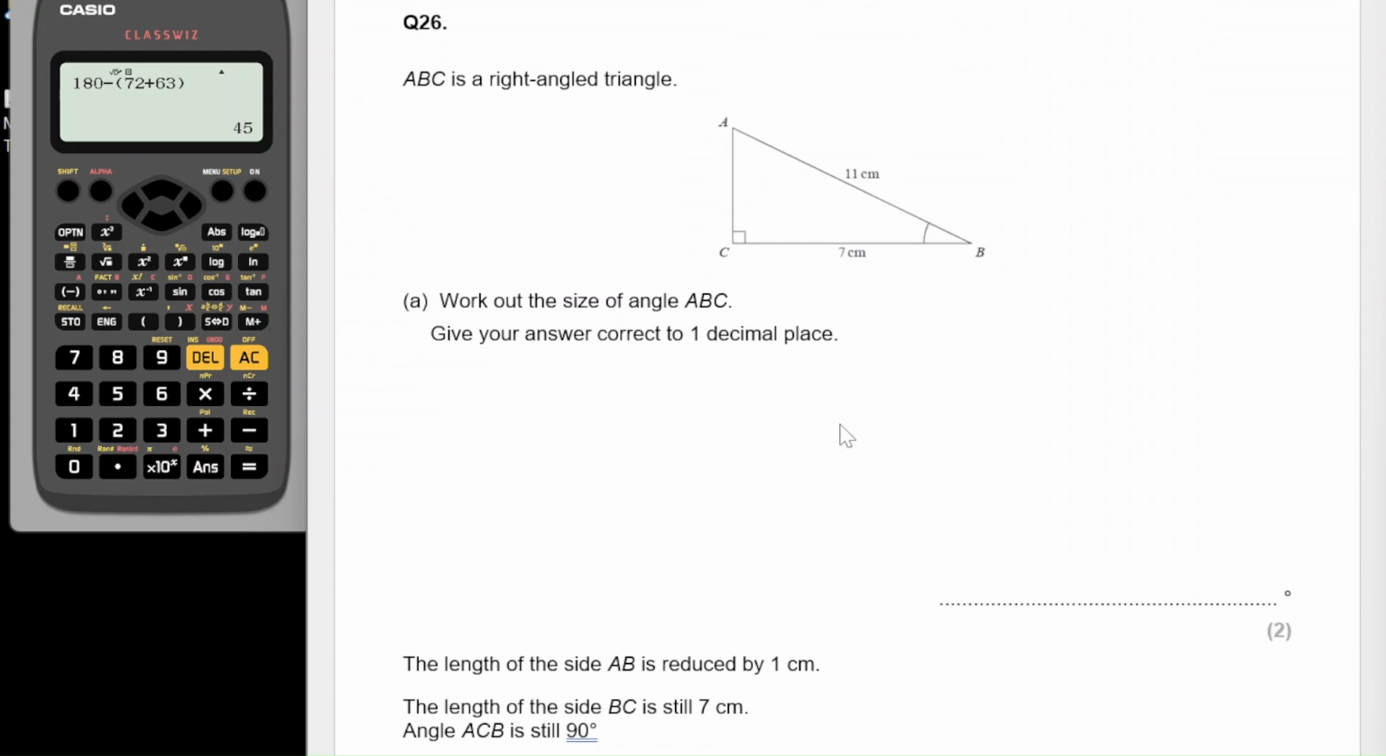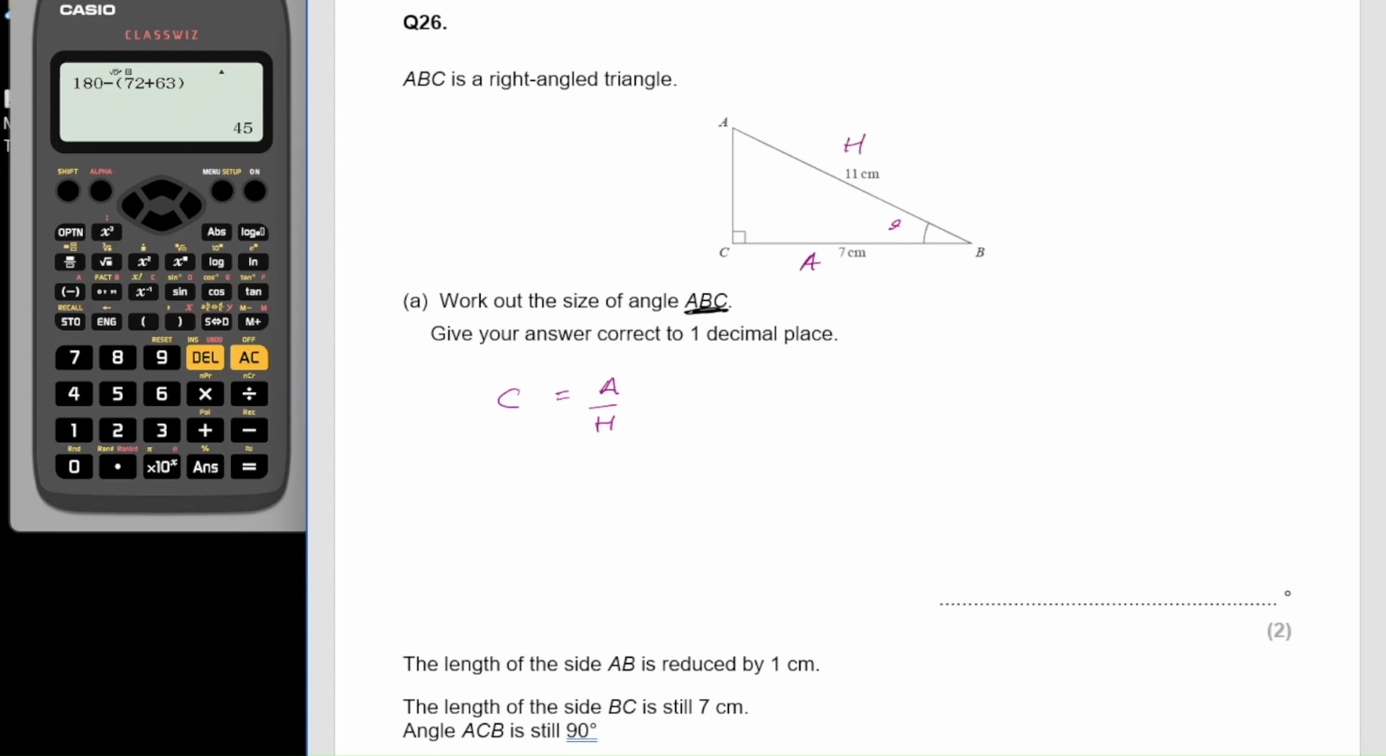ABC is a right angle triangle. Work out the size of the angle. So we've got two sides and an angle, that automatically tells us we're using trig. We label the two sides that we're working with in the question, the hypotenuse and the adjacent, which means that we're using the cos ratio.